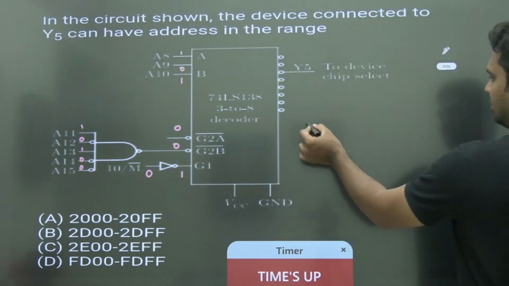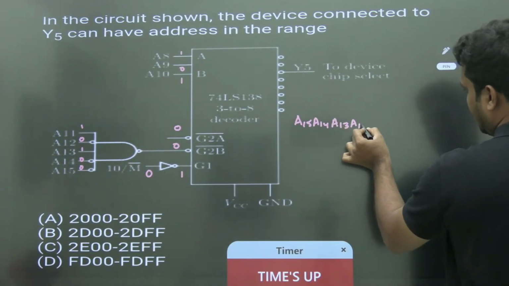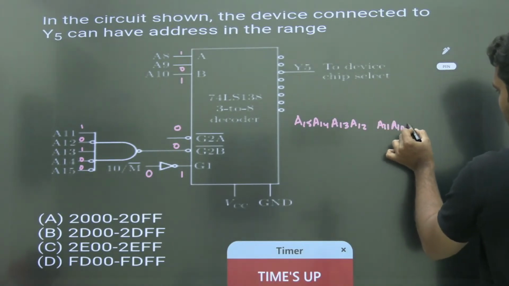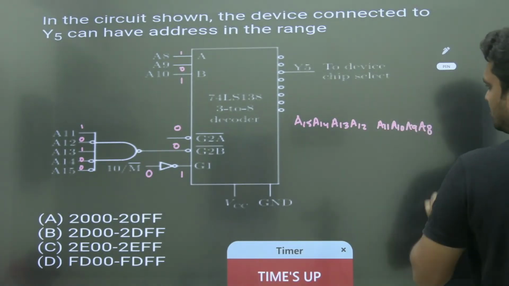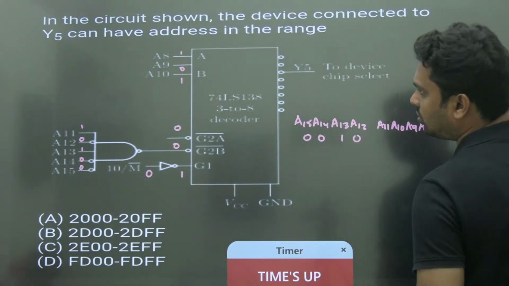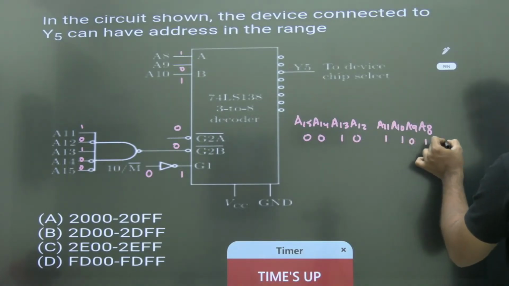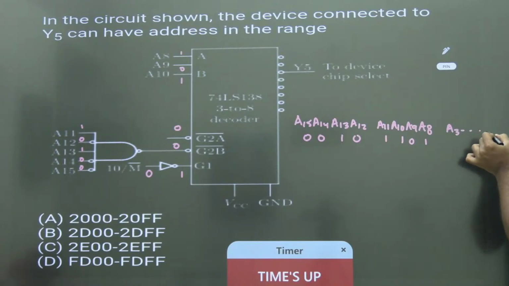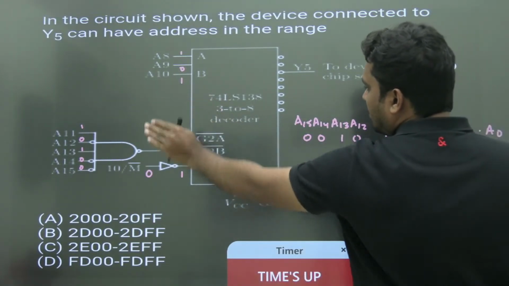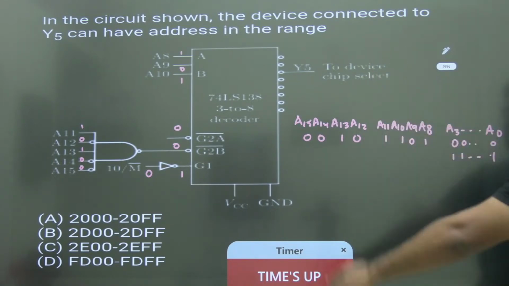So if you write A15, 14, 12, A11, A10, A9, A8, what should A15 be, sir? A15 is 0, 0, 1, 0. A11 is 1, and 10, 9, 8 must be 1, 0, 1. And here A3 to A0 can be all zeros to all ones. Okay, because they are connected to the internal, I mean, they are not given, so they are used for the internal address bus maybe of this particular chip. Leave it, forget about it.